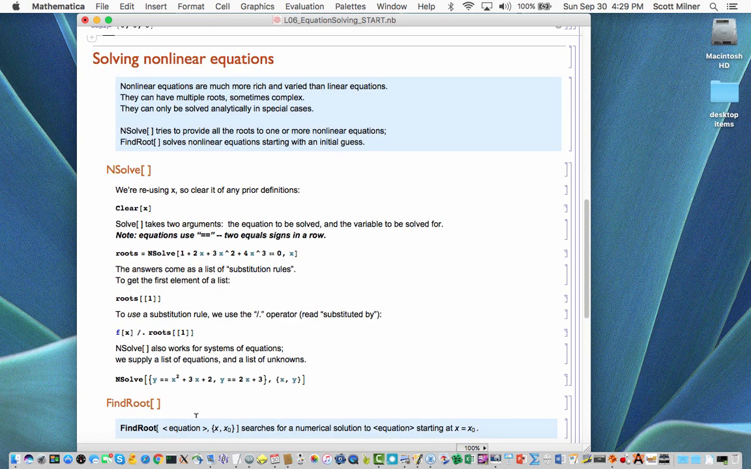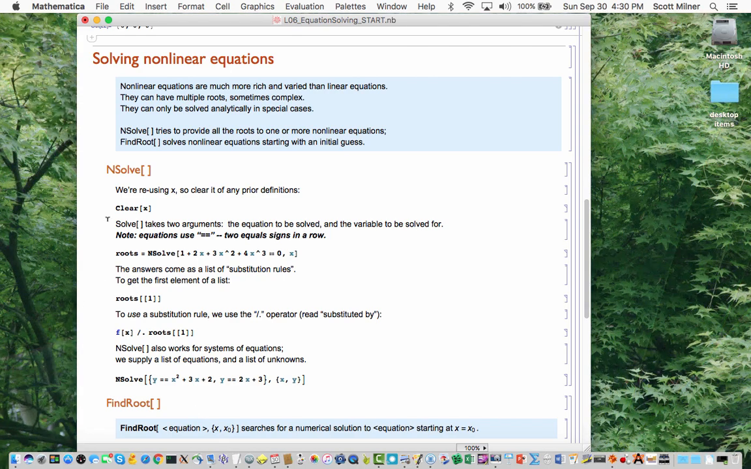Another category of equations that occurs often in science and engineering problems are nonlinear equations, and they are much more rich in their behavior than linear equations. In particular, you can have multiple roots. The roots can sometimes be complex, and in general they can't be solved analytically. Mathematica has several functions that are useful for solving such equations. Two in particular are NSolve, which stands for numerical solve, and FindRoot.